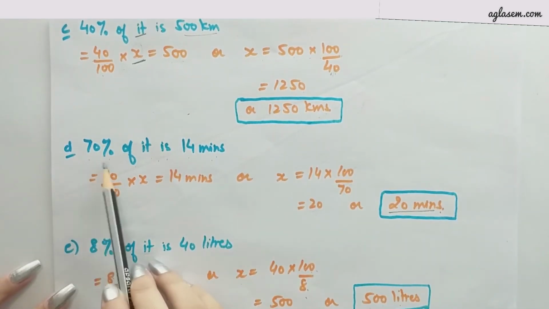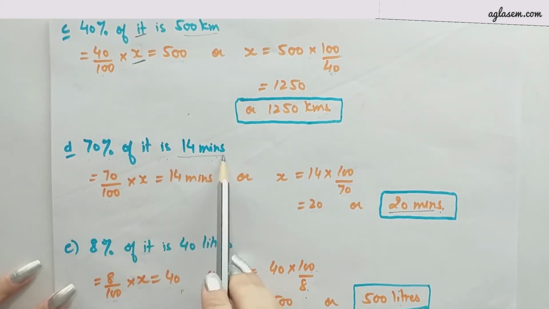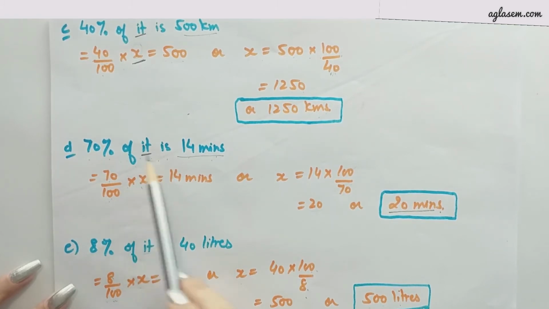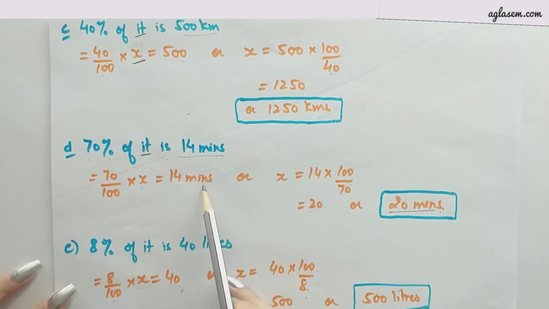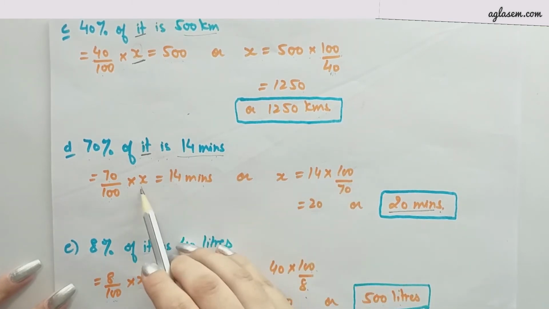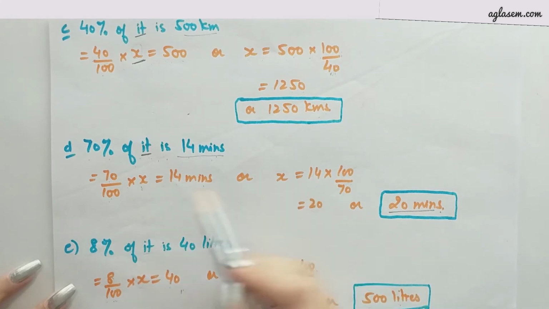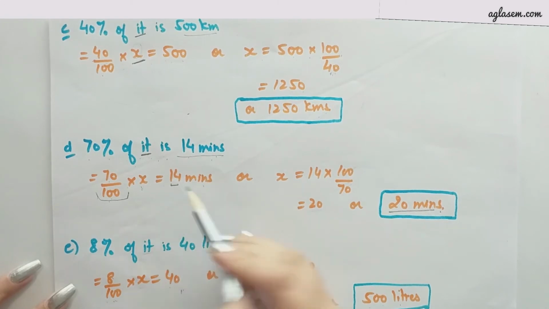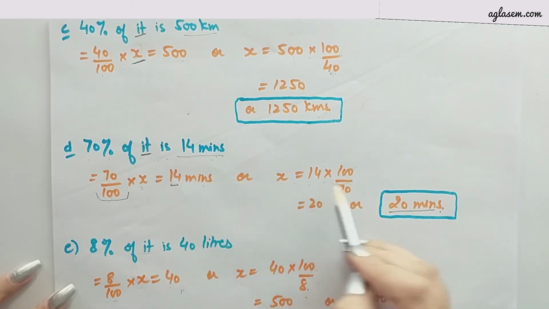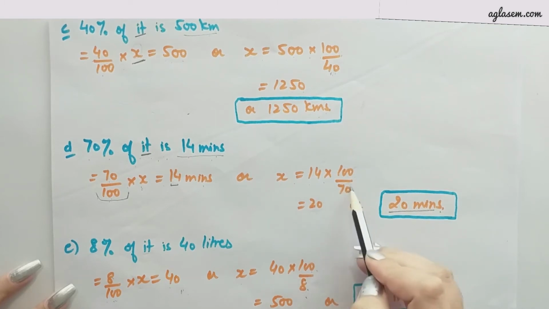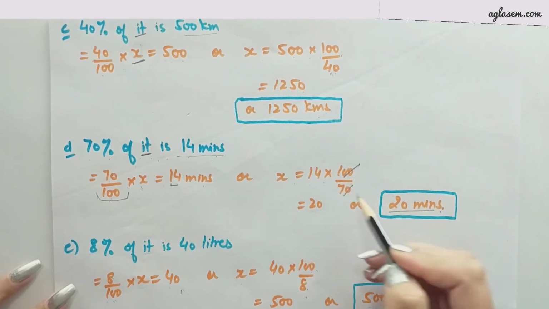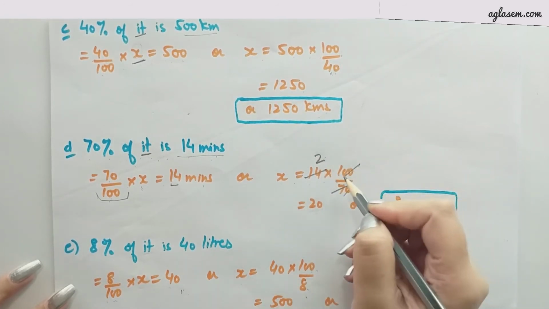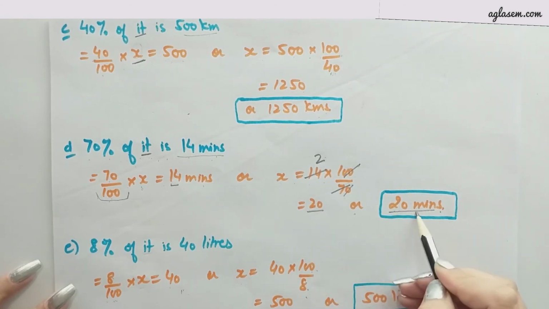Now similarly in the D part we have 70% of it is 14 minutes. 70 by 100 into x, as we have taken it as x, is equal to 14 minutes. Keep x on this side and move the whole part, and 14 will remain on this side, and x is equal to 14 into 100 divided by 70. Now we can solve it easily. We will cancel 0 and 0, and 7 ones are 7, 7 twos are 14, so 2 into 10 is equal to 20. So the answer is 20 minutes.